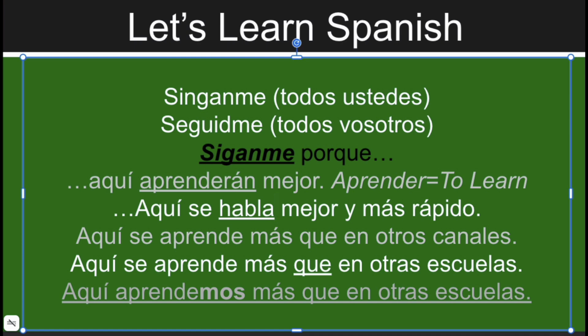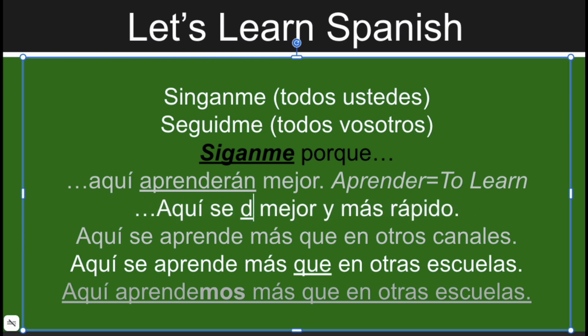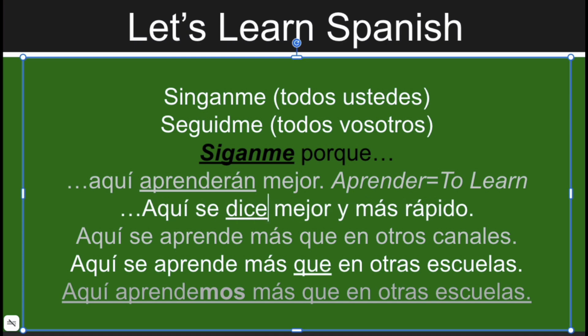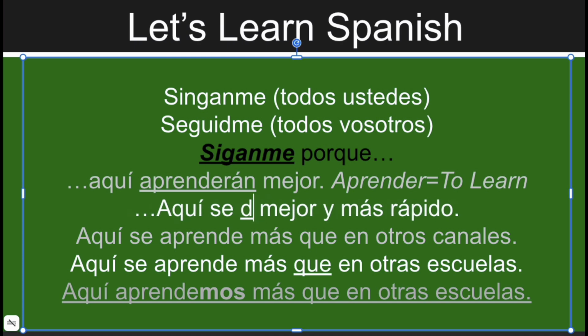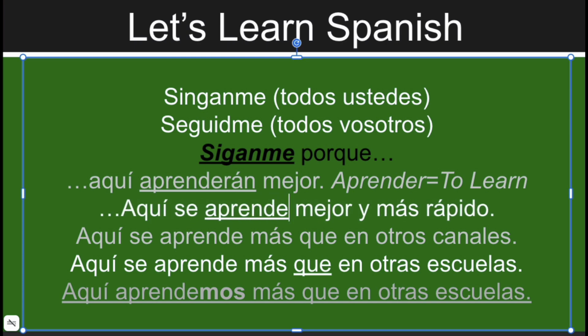So when you learn Spanish with us, you will be able to speak slowly, but you will also be able to speak better and faster, okay? Mejor y más rápido. Aquí se habla mejor y más rápido. Aquí se juega, here we play, se juega mejor y más rápido, okay? Here is top level, the big leagues. Aquí se dice mejor y más rápido. Here we say better and faster. I don't know what they say over there, but here we say better and faster. But we're talking about the word aprende, which is to learn. Aquí se aprende mejor y más rápido.